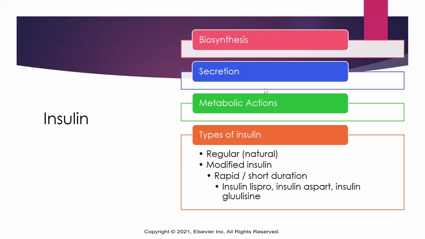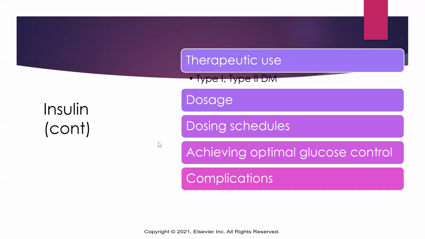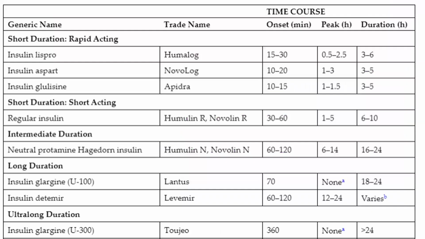Okay, so we already went over how insulin works. We went over the types of insulin. So our short duration versus our short acting. So our short duration is going to be those rapid acting. We went over our short duration, intermediate. We went over our long and our ultra long. Therapeutic doses, I think we did a lot of this.